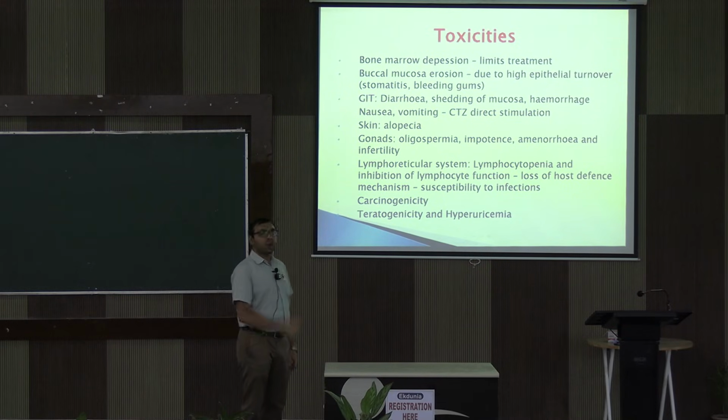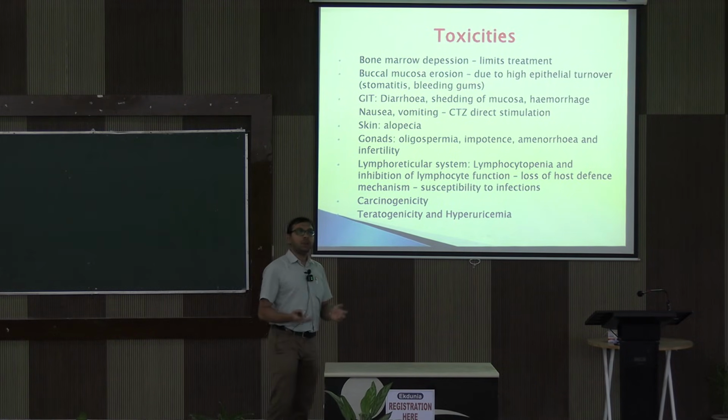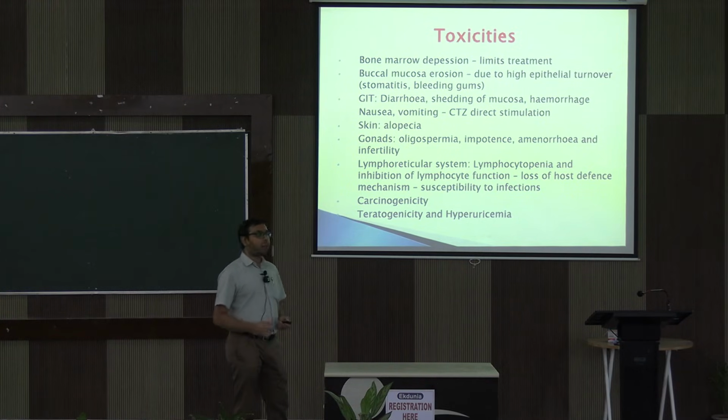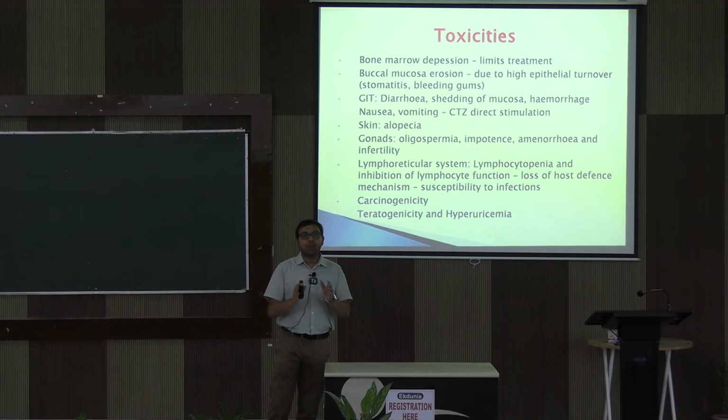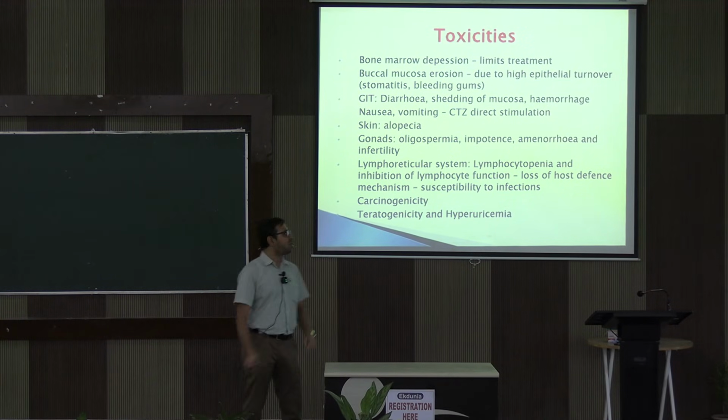So bone marrow depression may happen. That's why this is ultimately a dose limiting as well as rate limiting step when we are treating with the drugs. When bone marrow depression happens, neutropenia and other problems happen. Buccal mucosa erosion, in the mouth mucosa due to high epithelial turnover, so there may be bleeding gums and stomatitis. These are more or less common adverse effects of different chemotherapeutic drugs.